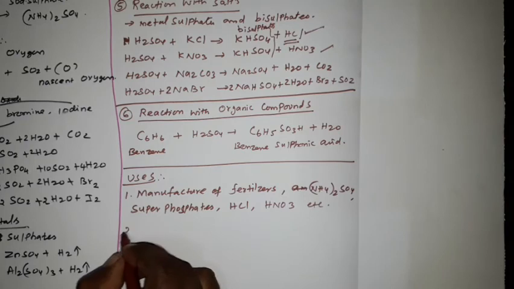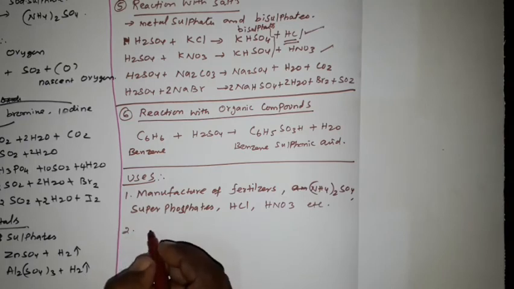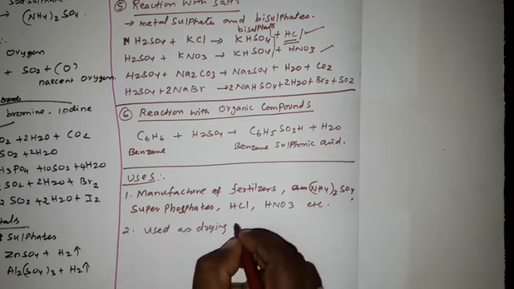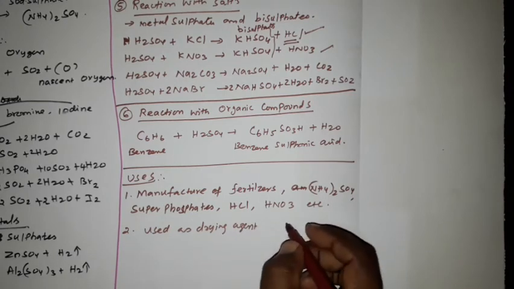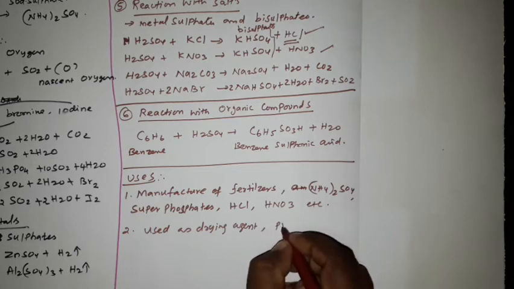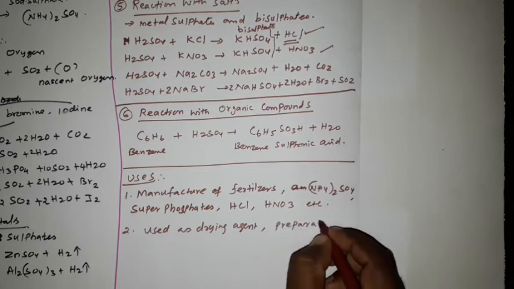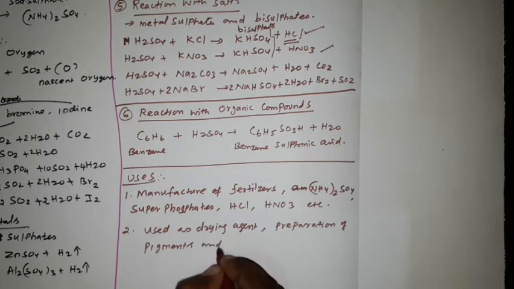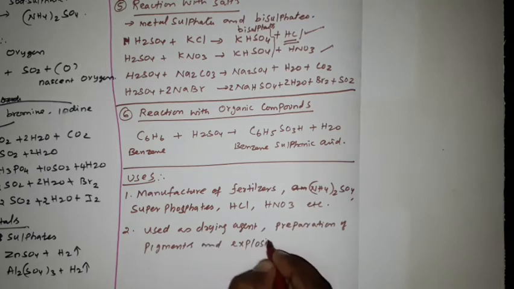This is the first use. Then the second use, it acts as a drying agent. So it is used as a drying agent, and also used in the preparation of pigments and explosives. So that's all about the uses of sulfuric acid.